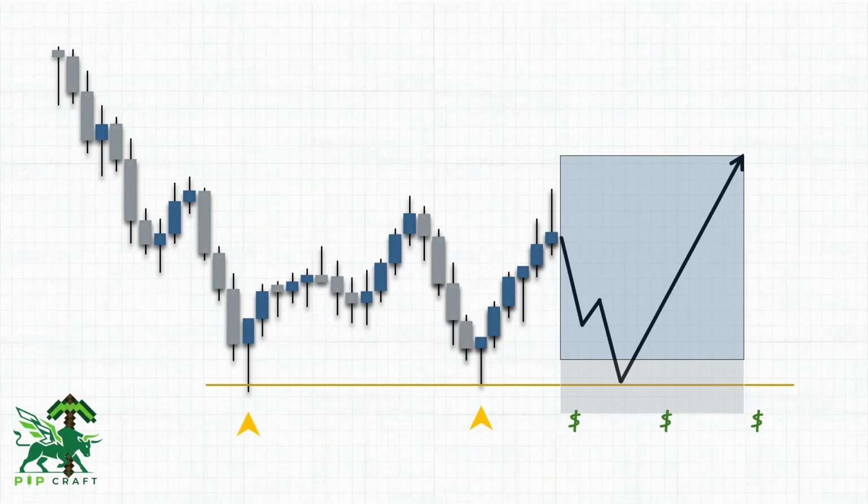The difference between equal highs and lows versus swing points is that more eyes are watching these levels. This means more orders are likely to be placed here, creating a larger amount of liquidity.